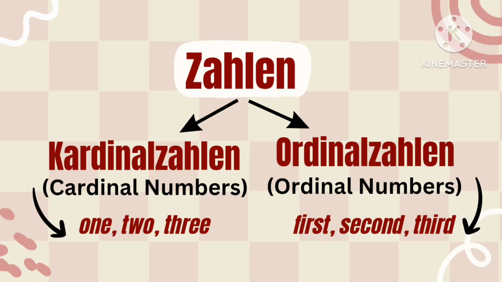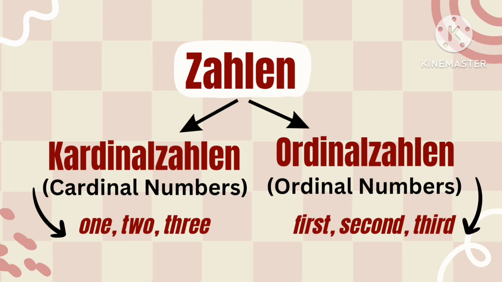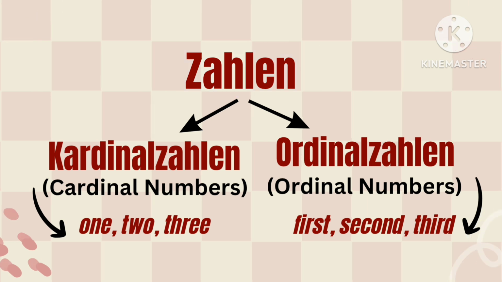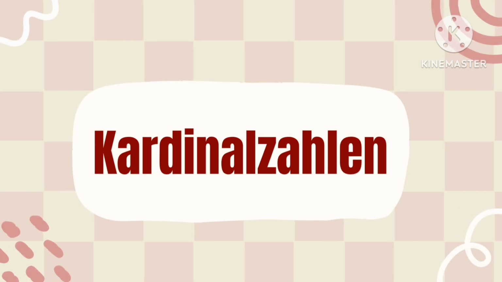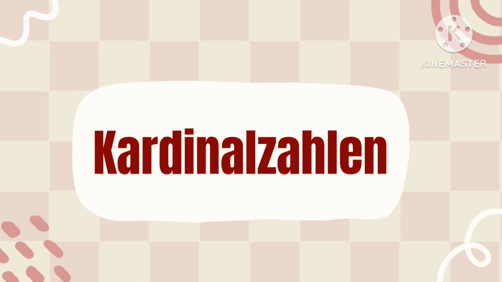There are two types of Zahlen, numbers: cardinal Zahlen and ordinal Zahlen. Cardinal Zahlen are numbers like 1, 2, 3 and so on, and ordinal Zahlen are numbers like first, second, third and so on. In this video, we will do cardinal numbers.